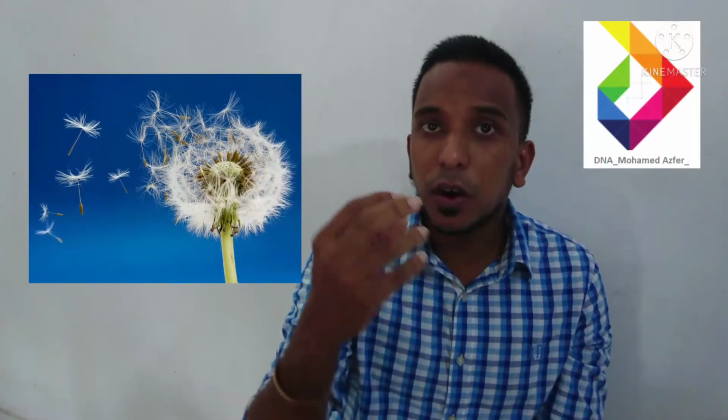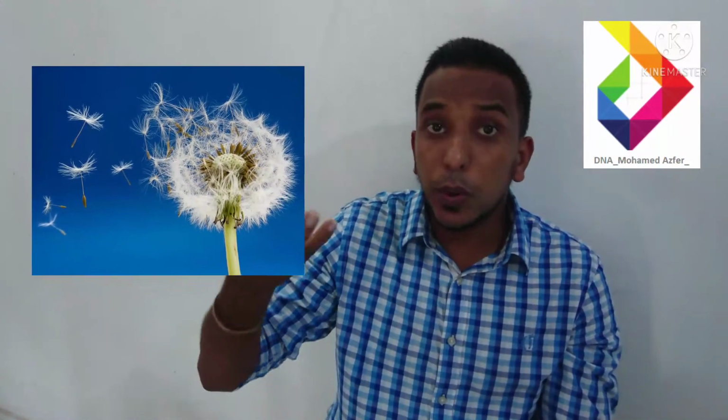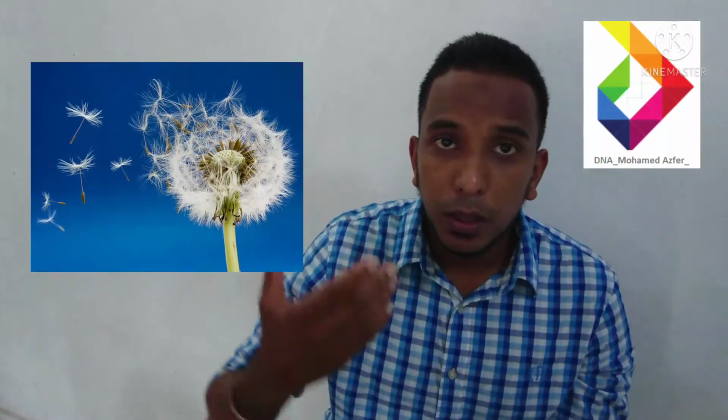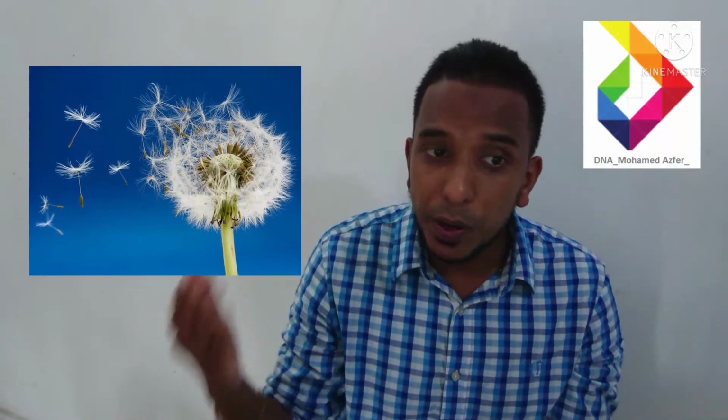So what is the adaptation of cotton for it to naturally disperse? That is because the cotton is light in weight. It is very light. So it can be dispersed through the wind. It can go from one place to another, and it can start growing in a different environment with the help of wind. That is called dispersion by wind.